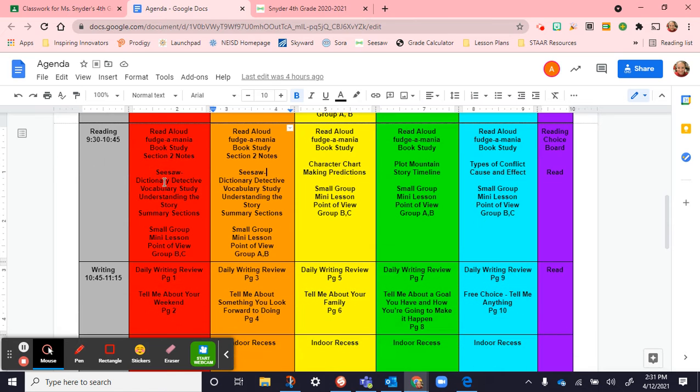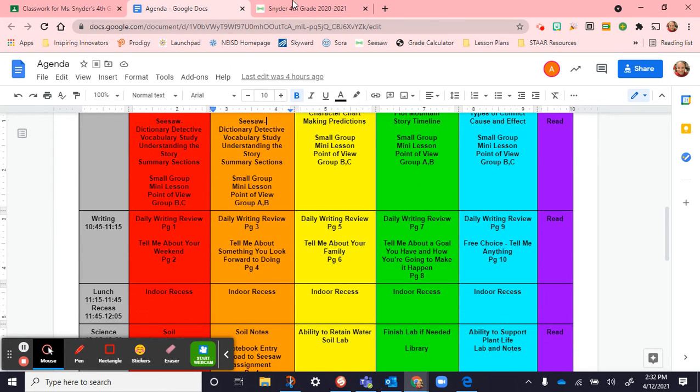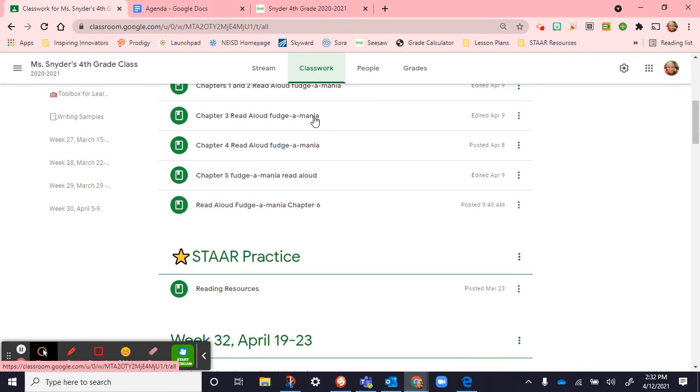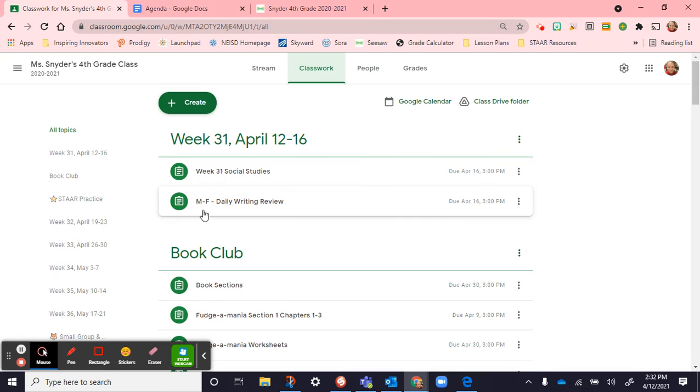Then in small group, we worked on talking about point of view. Writing is in Google Classroom under classwork. And right here, Monday through Friday, daily writing review.